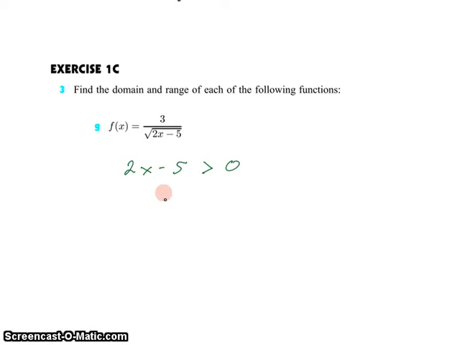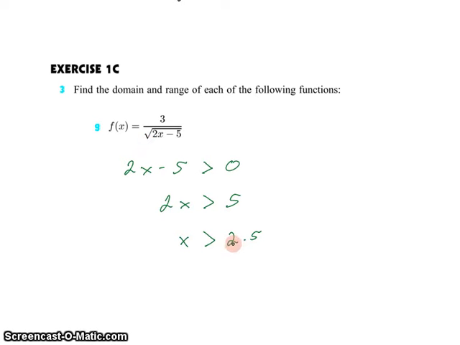Now I can solve this. I'll move the 5 to the other side. That means 2x must be greater than 5. And I'll divide by 2, which means that x must be greater than 2.5. This gives me an indication of what values for x make sense. Only values for x greater than 2.5 make sense. Anything less than 2.5 or equal to 2.5, and I'd get something here that was troubling.